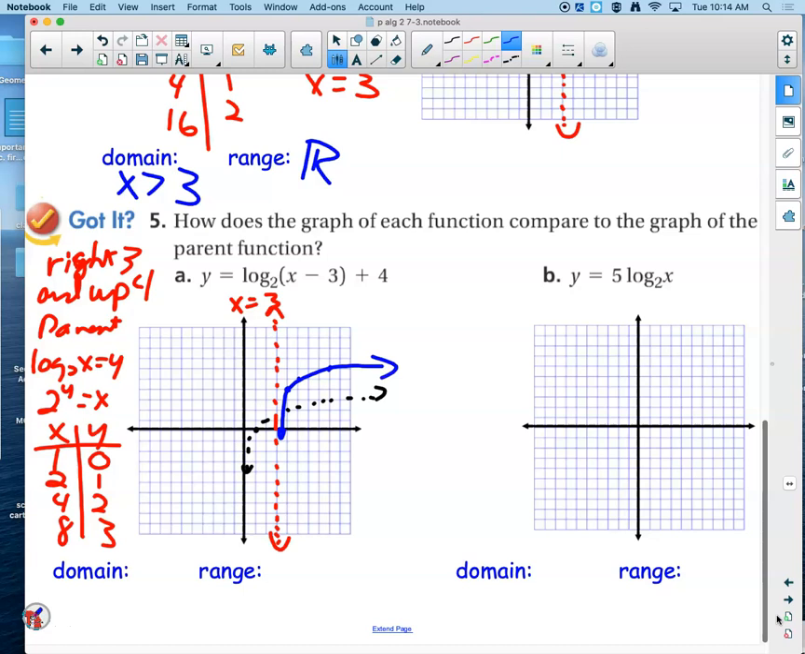Again, once we have that table, then it's just counting. So, new domain? Yep. Range?